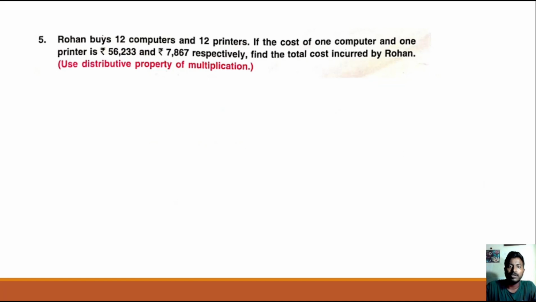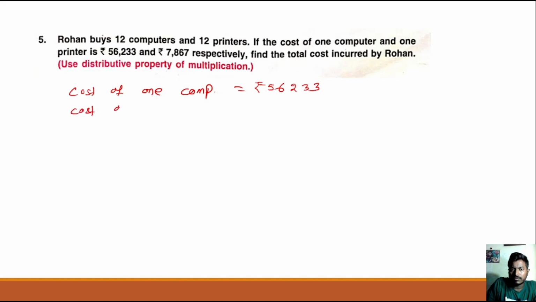Next question number 5. Rohan buy 12 computer and 12 printer. If the cost of one computer, first write down cost of one computer is equal to 56,233. Now write down cost of one printer is equal to 7,867. Clear?